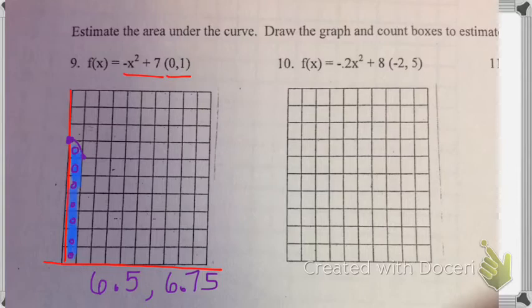Alright, let's do the next one. It says from negative 2 to 5, we want to estimate the area under the curve. So here's my x and y-axis, and since I'm going from negative 2, that's the reason I put the y-axis where it was. So negative 2, negative 1, 0, 1, 2, 3, 4, and 5. To draw this, I'm going to find the y values at each of those places and just estimate it as I draw it.